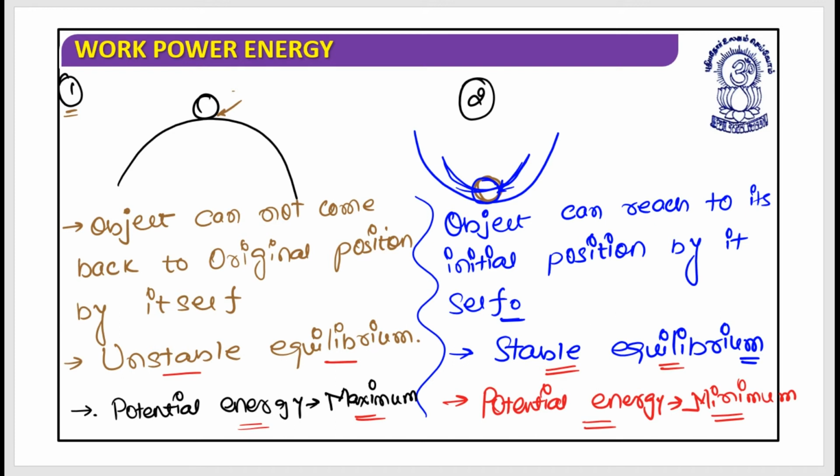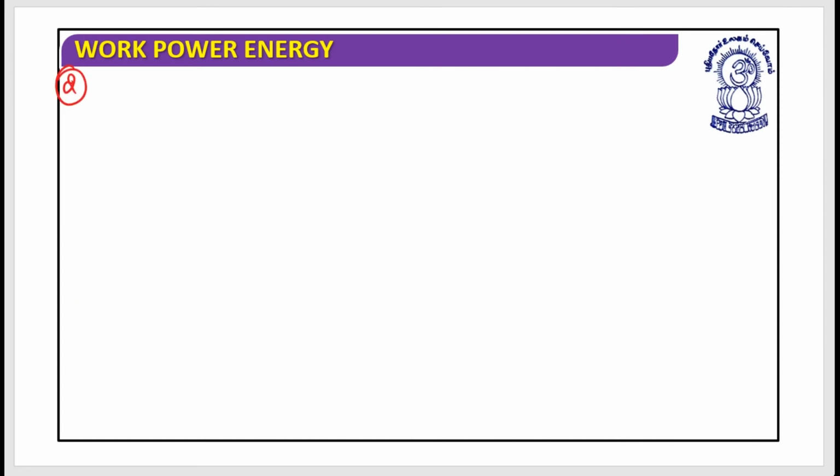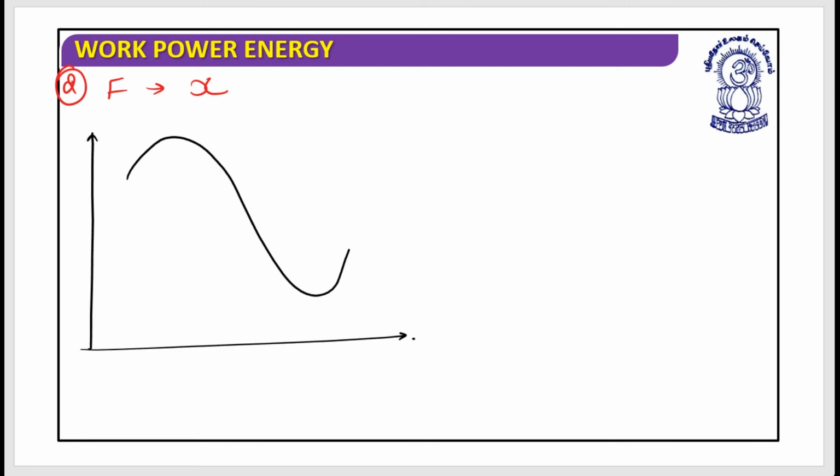Now we have one more approach from the graph of F versus x. They ask one more category of question on equilibriums from the same concept in a more detailed approach. So let's look at this graph one more time. This was the situation, this was the position of unstable equilibrium, this was the position of stable equilibrium.